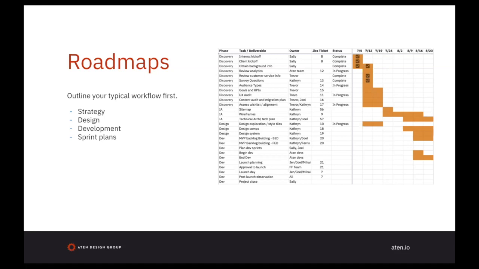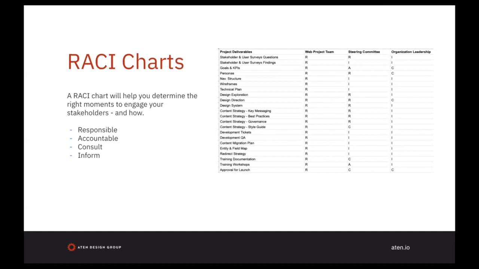We'll use waterfall, agile, or a mix of both to conduct your user research, wireframes, UI design, or developing the code. Once you outline the workflow and the necessary deliverables, it's time to overlay the stakeholder engagement opportunities. Now that you have your project tasks, activities, or deliverables outlined, take a look at that stakeholder list and determine for which deliverables do individuals need to be responsible, accountable, consulted, or informed, or a RACI chart. A RACI chart will help you determine the right moments to engage your stakeholders and how.